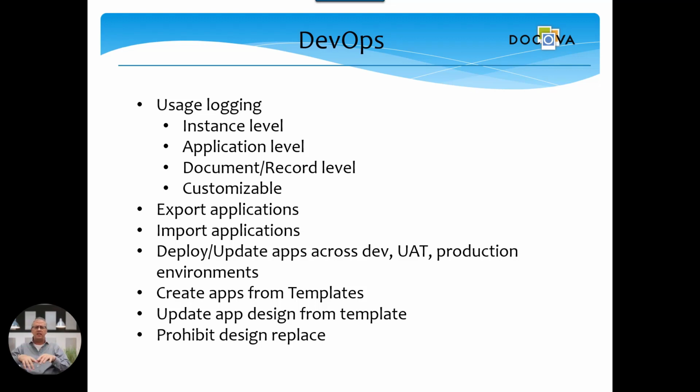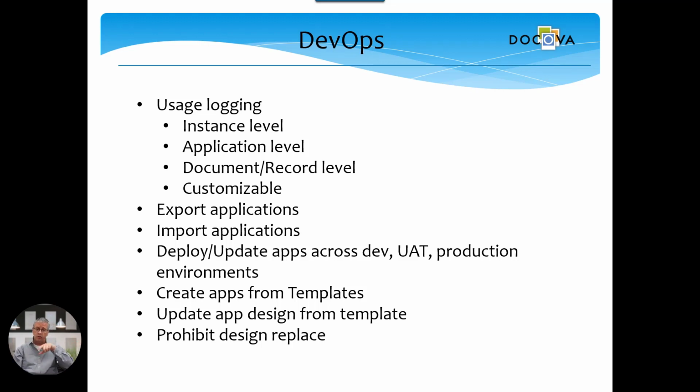That's the ability to make changes to an application that's in the development environment and then easily deploy that to a user acceptance testing environment. So DOCOVA is smart enough to say, hey, is this already on this environment? If it is, I'm going to update it. If it's not, I'm going to create it new. And then you can push it to a production environment, for example.